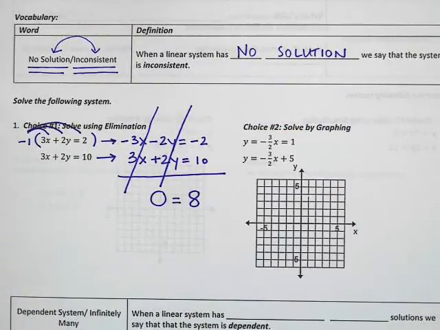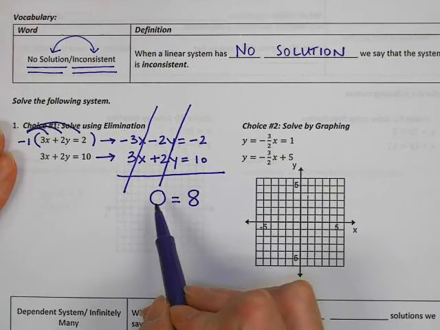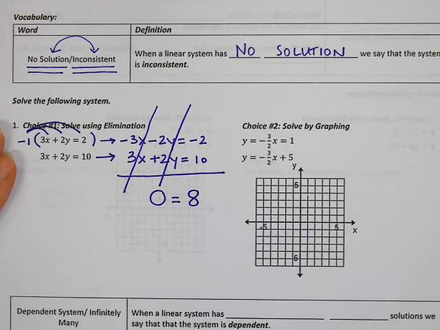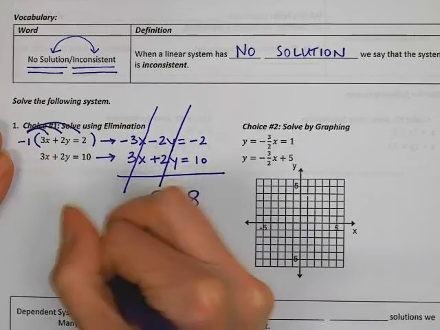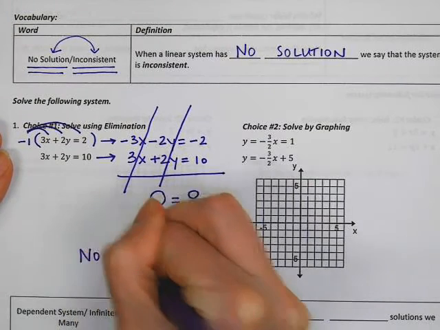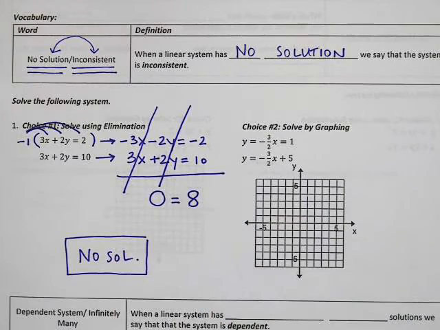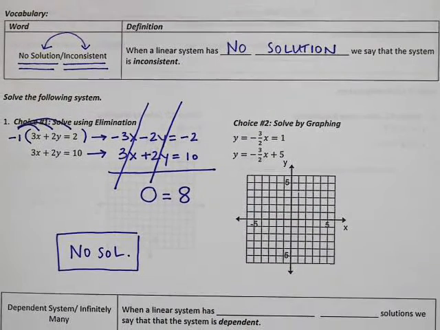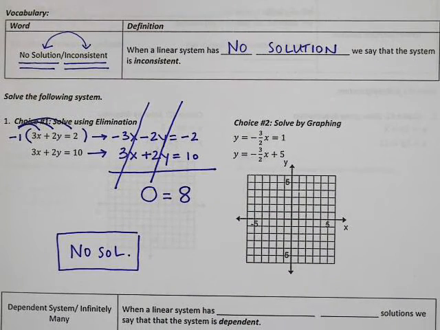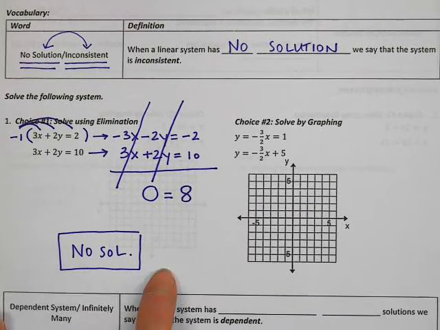Okay, so if everything cancels and there's no variable left to solve for, you look at the numbers that remain and you see if it's true or false. Is 0 equal to 8? And if it's not, then your answer is no solution. And there's no thing to plug it in for because there is nothing to solve for. It's no solution. Or you could have written inconsistent.